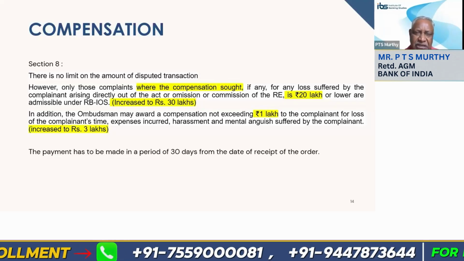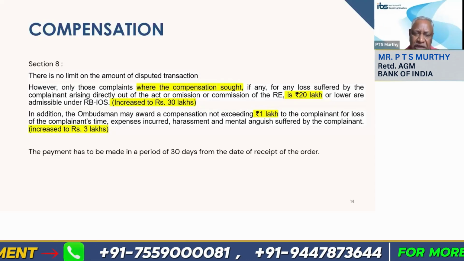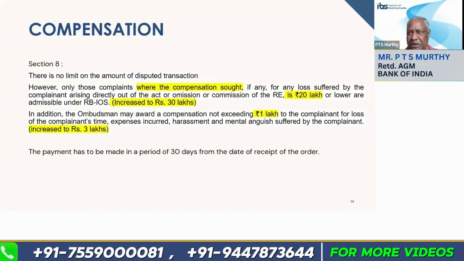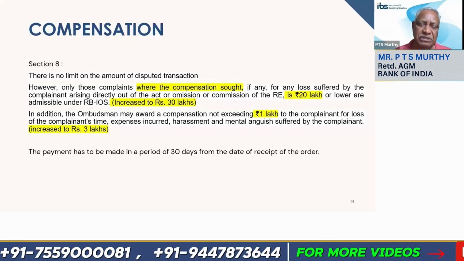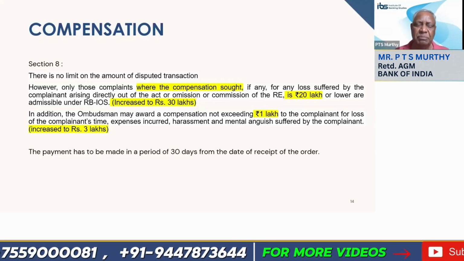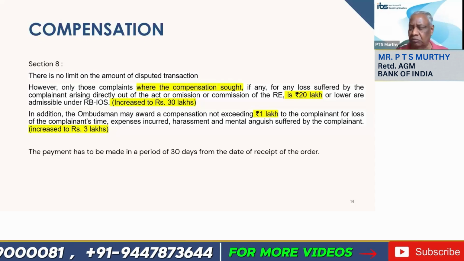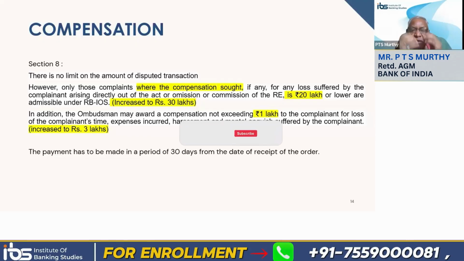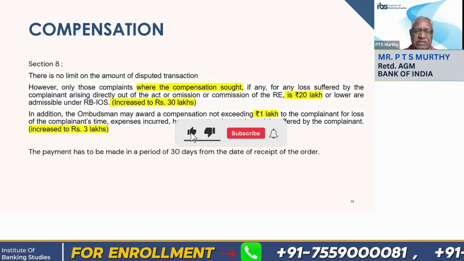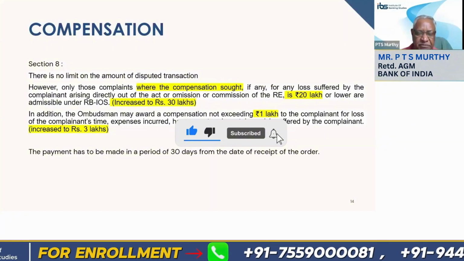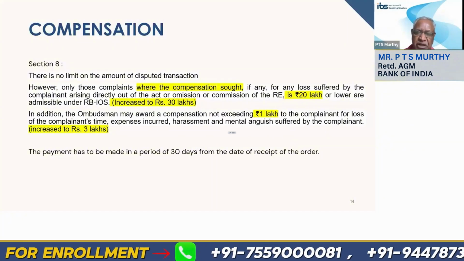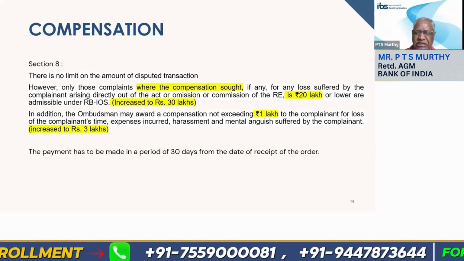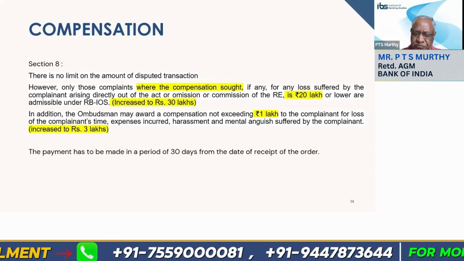Okay, these are all important things regarding compensation. In case of insurance, it is 50 lakhs and 5 lakhs. Remember that: in case of insurance, the compensation for case 2 is 50 lakhs and mental agony is 5 lakhs. Now, once such an order has been passed by the ombudsman, within 30 days of receipt of that order, they have to make the payment. 30 days from the date of receipt of the order, the bank has to make the payment. Okay, this is how the compensation is decided or the payment is passed.